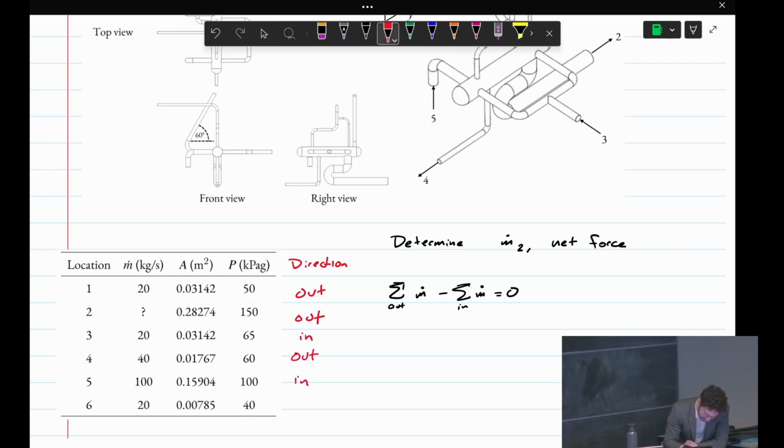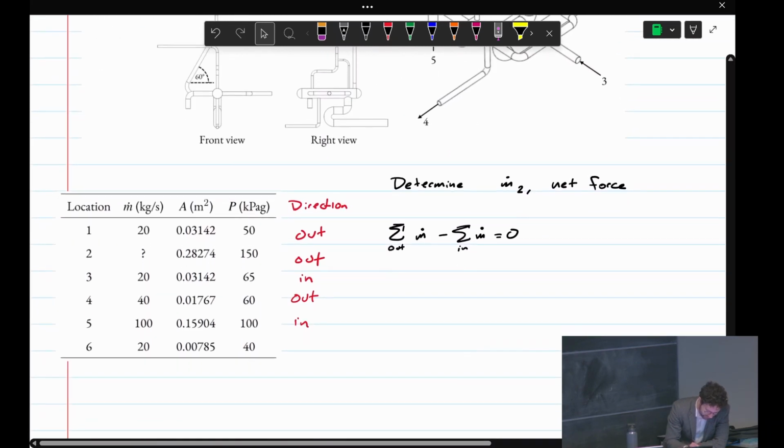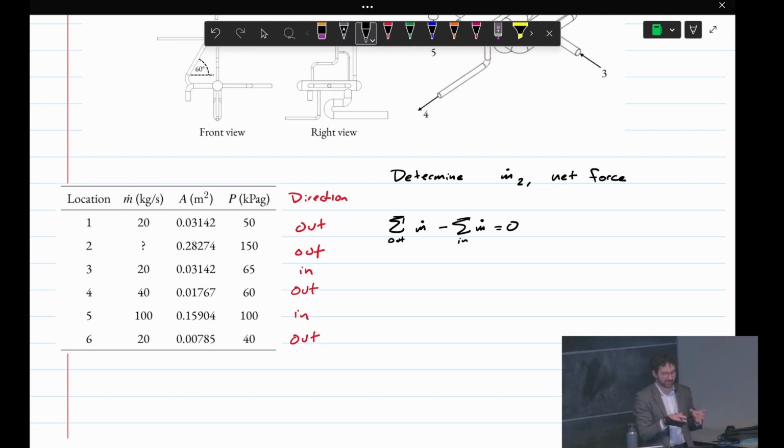Five is in, six is out. Good. So we're just gonna stick the magnitudes of these m dots into the summations.